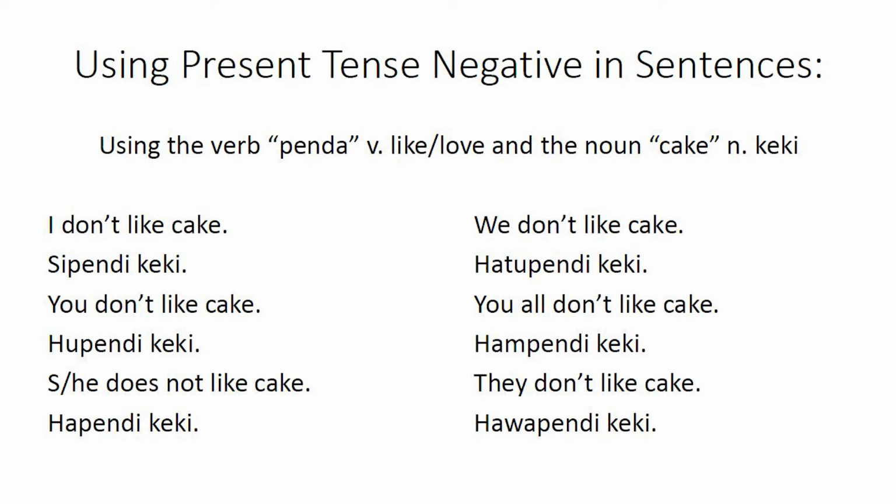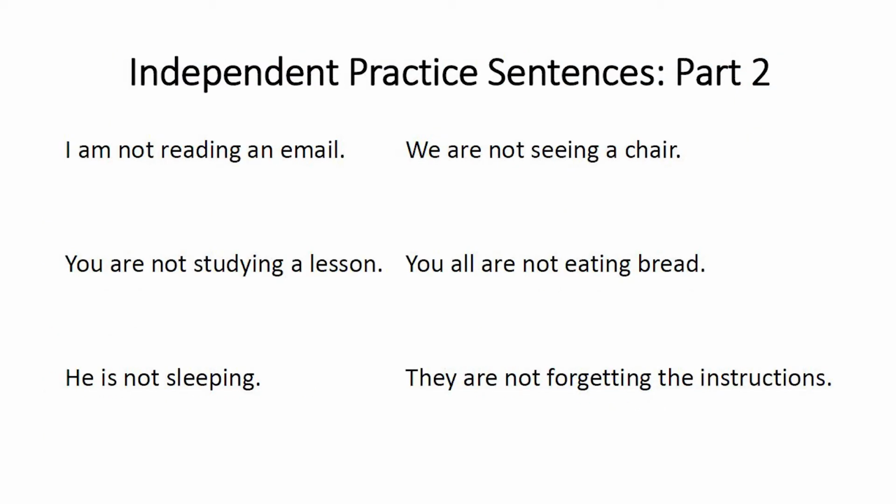You have undone. So when a sentence is in the present tense or the present progressive tense, it's in the affirmative. If it's in the present tense negative, it is in the negative. You've undone what you have done. Okay. Now, you have more practice sentences.